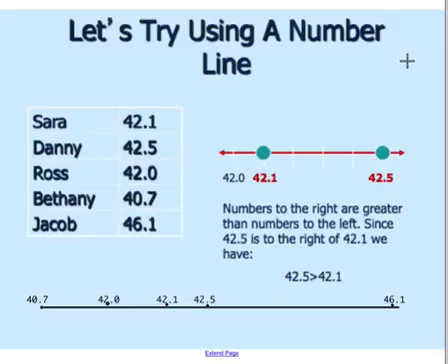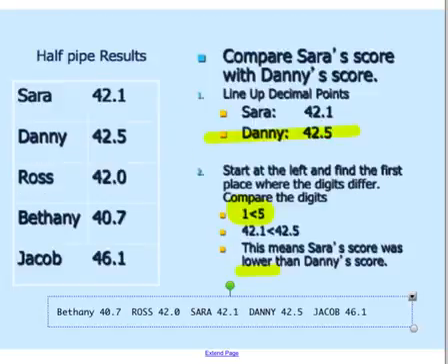This is how we compare decimals. We can use a number line, or we can put them in order based on greater than or less than. If you have any questions, please talk to your teacher. We'll be using more decimals as we go on in our lessons.